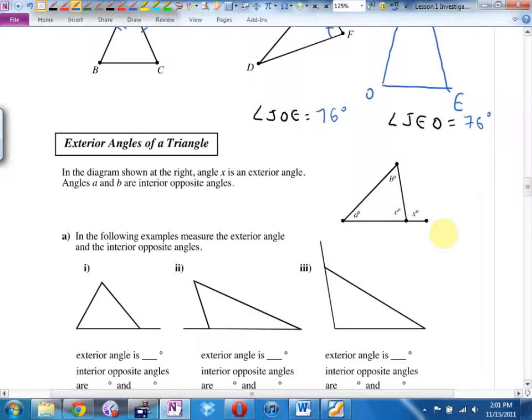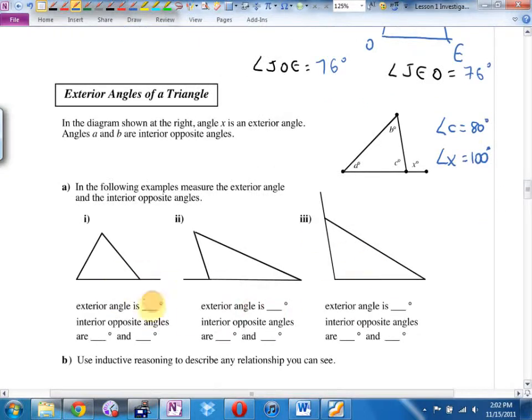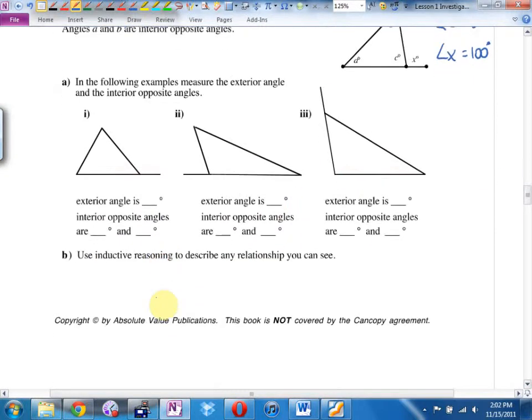Begins with the letter S, rhymes with supplementary? Supplementary. So if I tell you that angle C equals 80 degrees, how big must angle X be? It's got to be 100. Why? Supplementary. So they want us to walk through that, but I think we see it okay. Instead, we're going to turn the page to page 109.